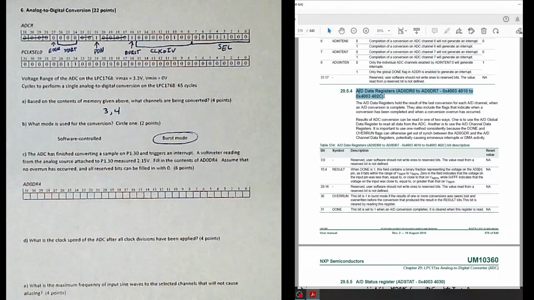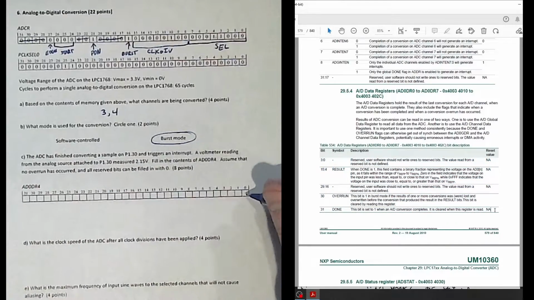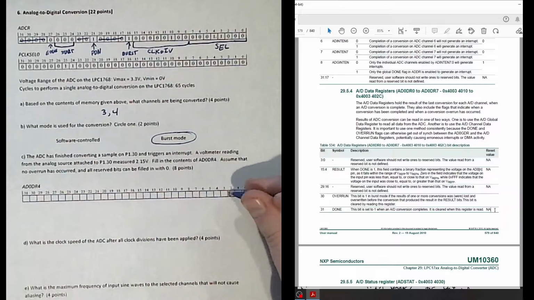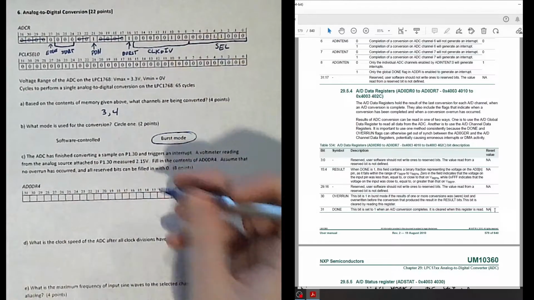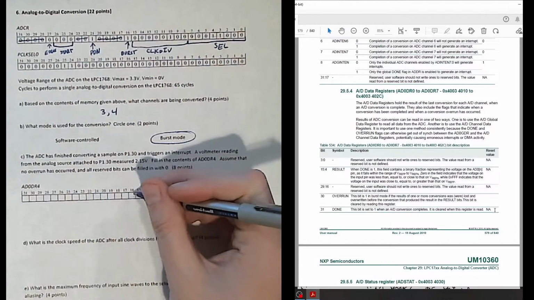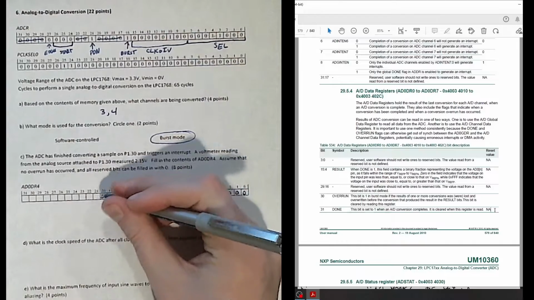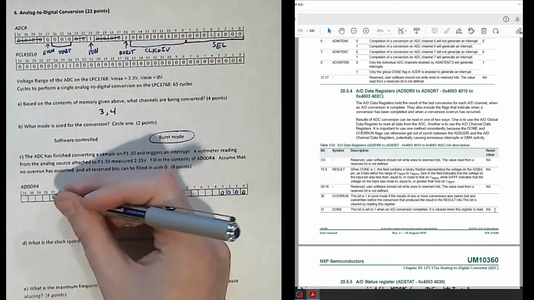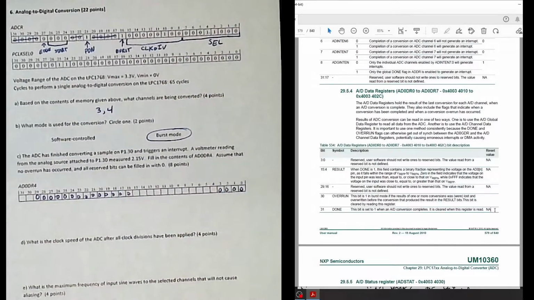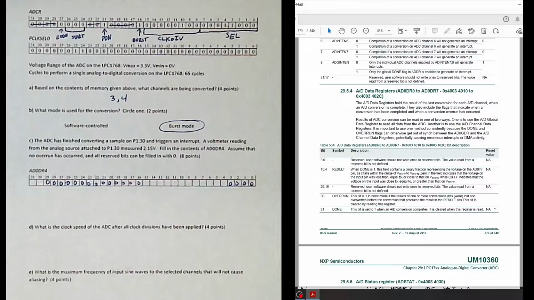AD0DR4 is one of the data registers, AD0DR0 to AD0DR7, and it is going to have these bits. I'm going to start by filling in the reserved bits because it's asking me to do that. So 0, 0, 0, 0. We're going to skip over those for now. And then from bit 16 up to bit 29, we can fill in with zeros as well. Those are all reserved bits. We're not doing anything with those. Then we'll fill in the rest based on the problem.